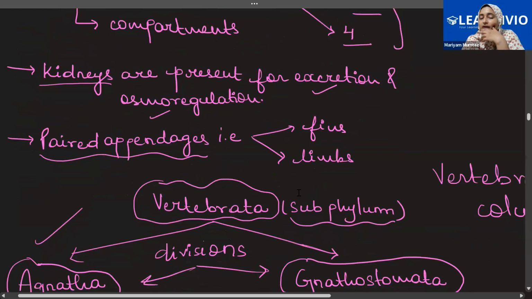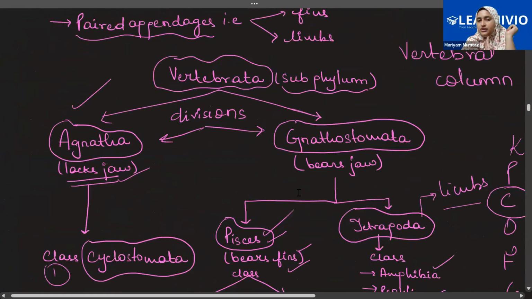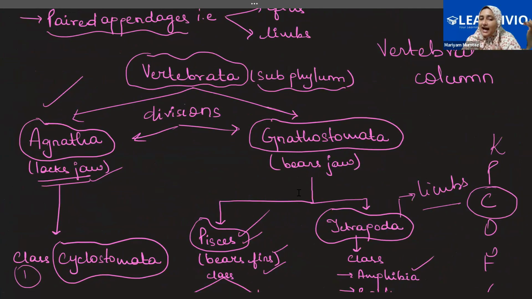Now we are going to divide the Vertebrata into divisions. The Vertebrata can be divided into two, that is Agnatha and Gnathostomata. One will have the jaw and one will lack the jaw. Agnatha will not have the jaw, meaning these organisms don't have a jaw like how we have a jaw bone, an upper jaw and a lower jaw. The Agnatha do not have the jaw.